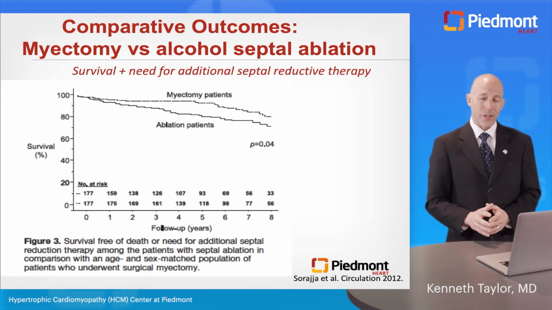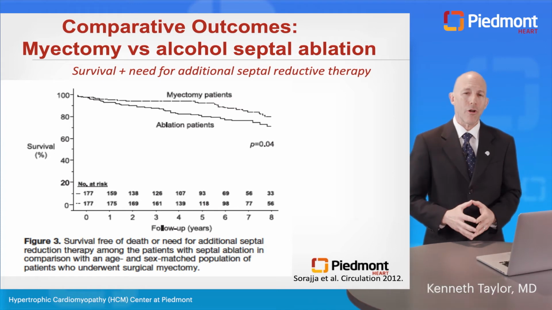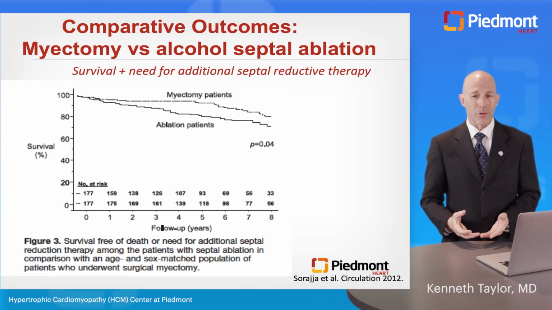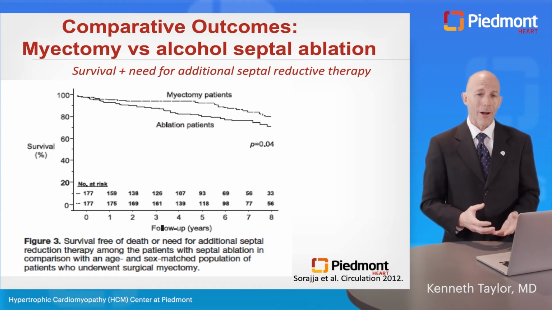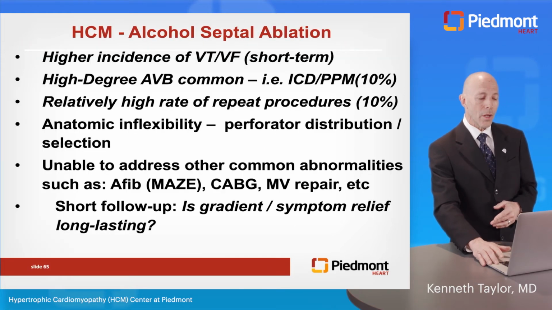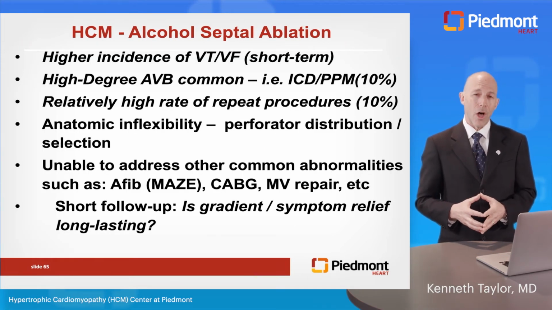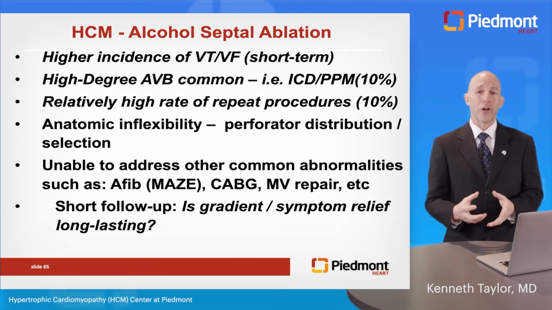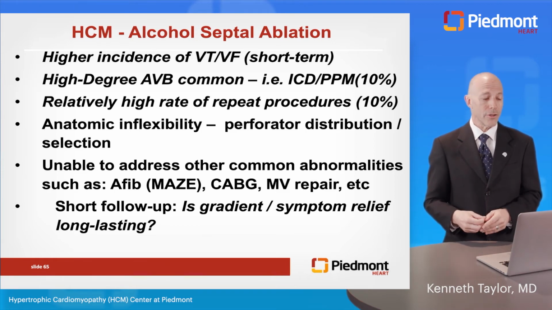There are some differences though. Patients who undergo alcohol septal ablation are at increased risk for requiring repeat procedures of some sort, either another alcohol septal ablation or a myomectomy, to the tune of about 10%. And in fact, what we see is early on after an alcohol septal ablation, there are increased risk of VT and VF. If you think about it, scar tissue may be the cause of arrhythmias, and you're creating a scar in these patients. High degree AV block is seen in about 10% requiring either pacemaker or defibrillator. A relatively high rate, 10% of repeat procedures.